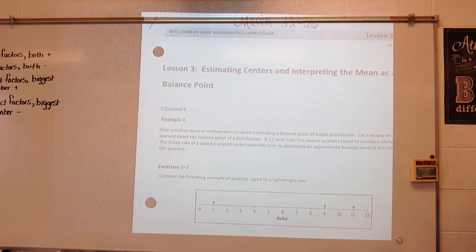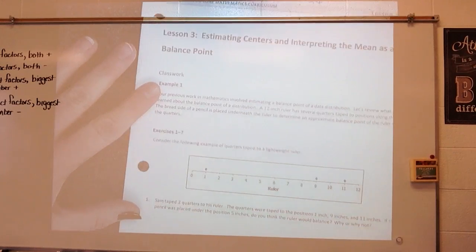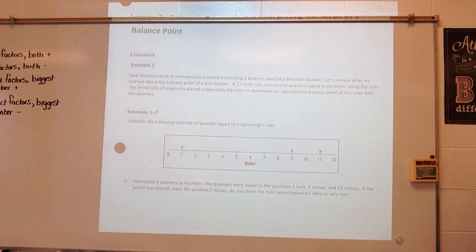Well, think about this. Do you really think that the quarter at 1 inch is going to do much? Probably not, because I have 2 over here. But if I moved it to the 3 inches, what would happen? I think that the balance point would shift to the right in order to balance the sum of the differences.